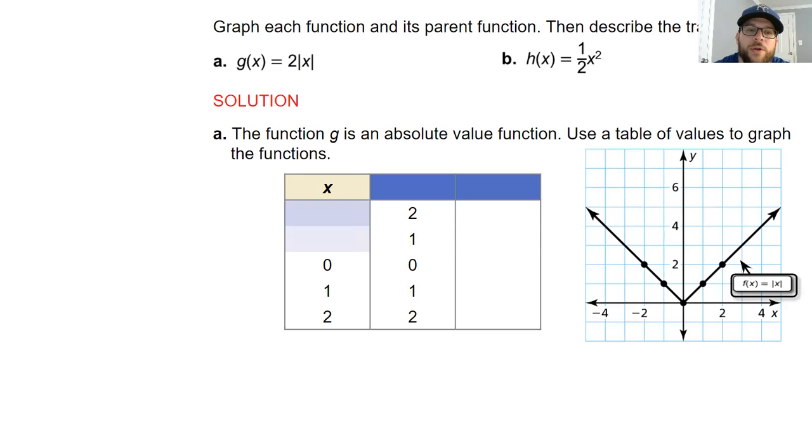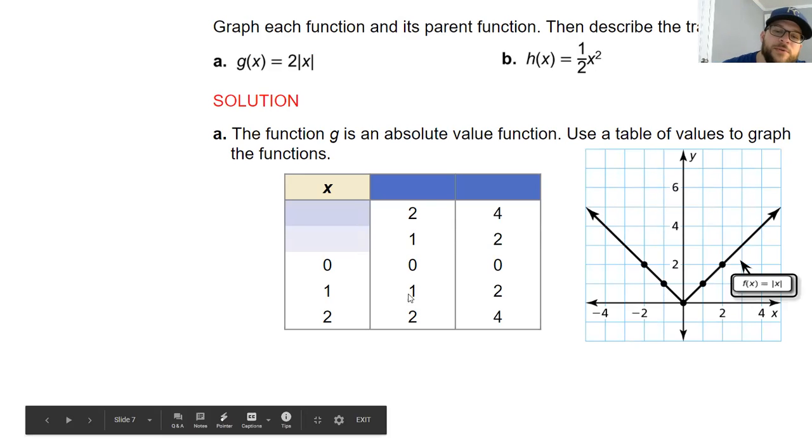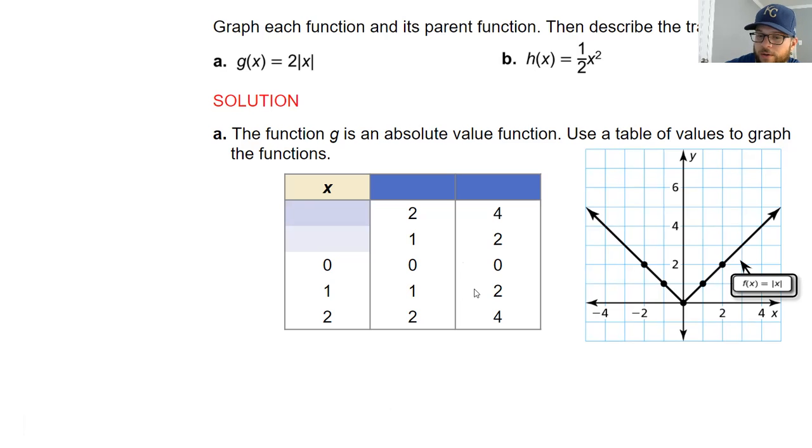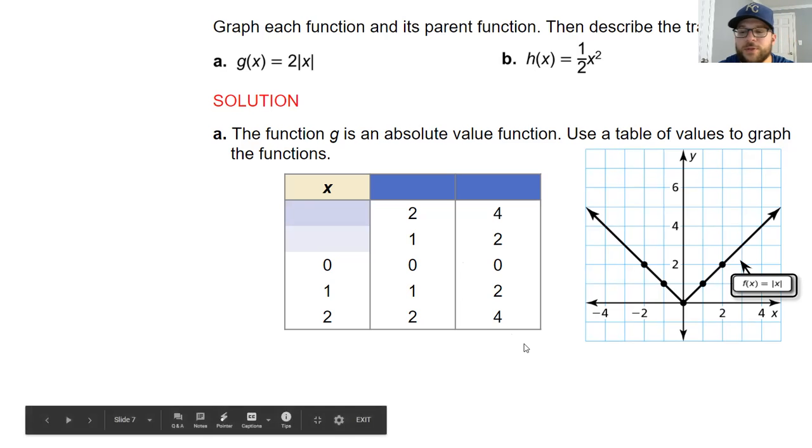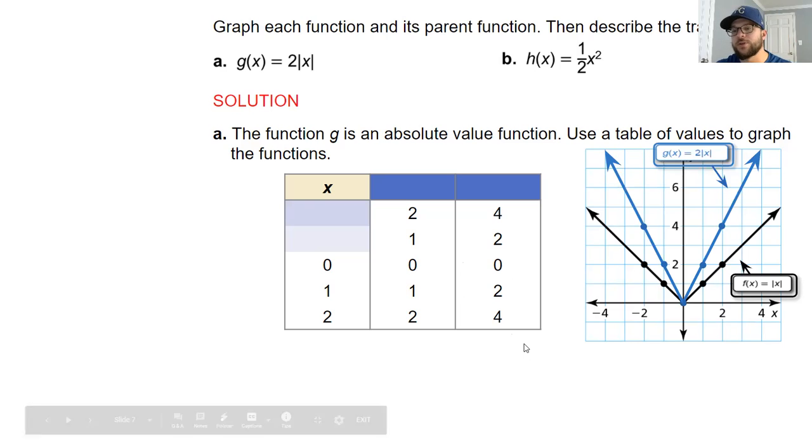Then plugging it in where you're taking the absolute value and then multiplying by 2, you're essentially taking all of these values and multiplying them by 2. So instead of 0, it stays 0. Instead of 1, you get 2, and 2 becomes 4. So you're stretching these vertically. When you think of the word stretch, I want you to think you're taking the top and the bottom and pulling them further away from each other.